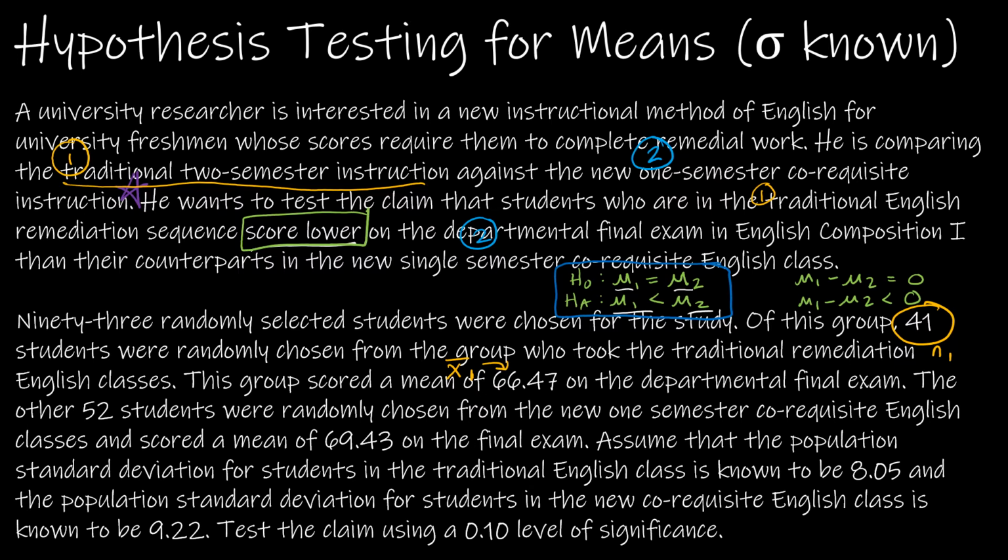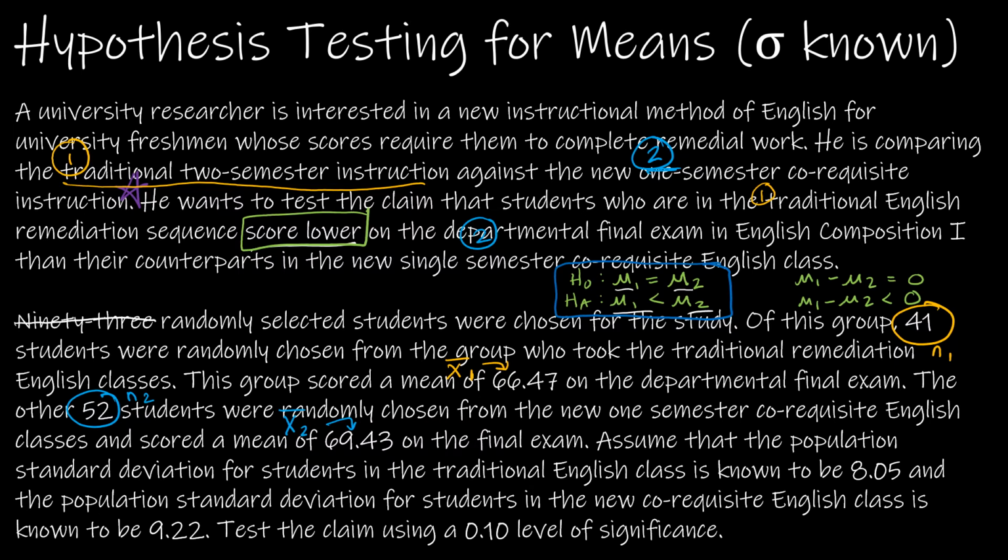On the departmental final exam, the other 52 students, so again, now 52 students, that's N2. Notice I didn't write down 93 because I don't care how many students there are total. I care about how many are in each group. So 52 students were randomly chosen from the new, that's the second group, the new 1-semester co-requisite English class, and scored a mean of 69.43. So that's X bar 2.